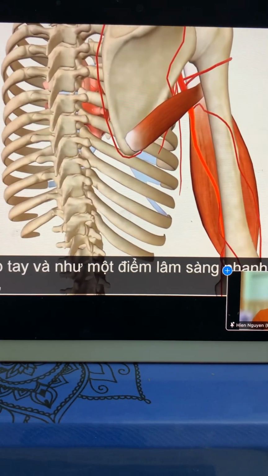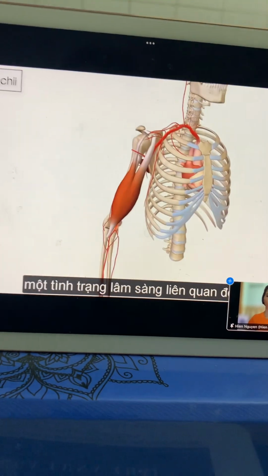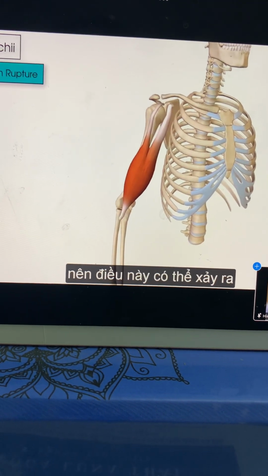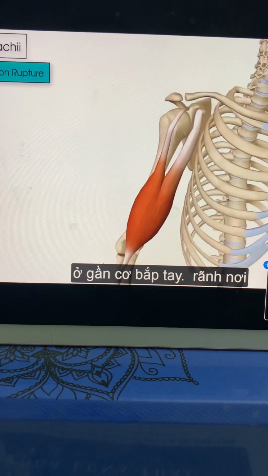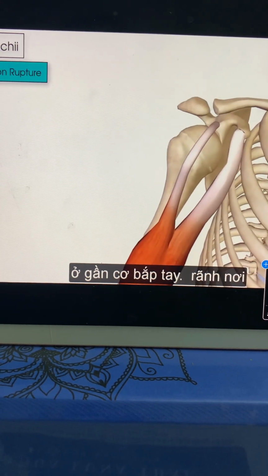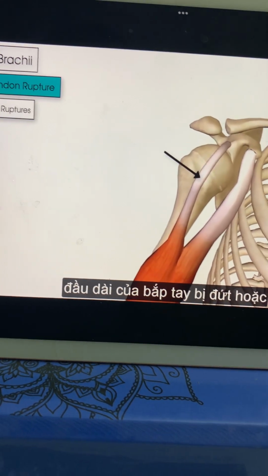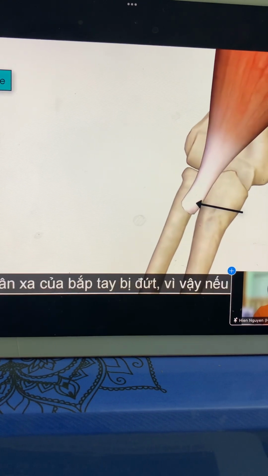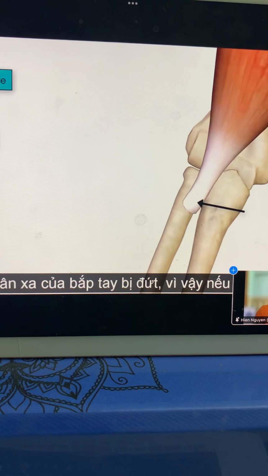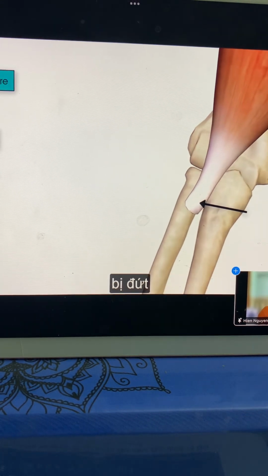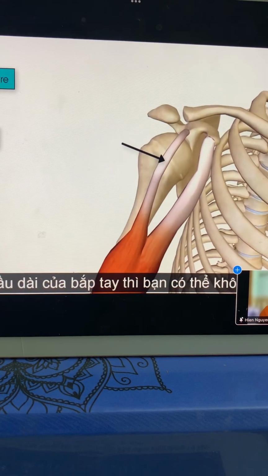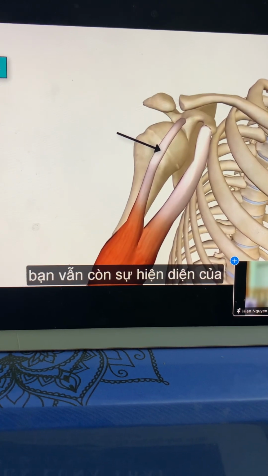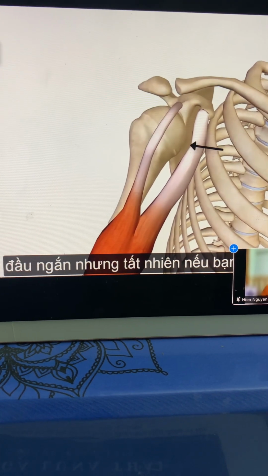And as a quick clinical point, a clinically relevant condition to the biceps would be that of a tendon rupture. So this can occur either proximally at the bicipital groove, where the long head of biceps ruptures, or at the radial tuberosity, where the distal tendon of the biceps ruptures. So if you rupture the long head of biceps, then you may not get that much reduction in power because you've still got the presence of the short head.